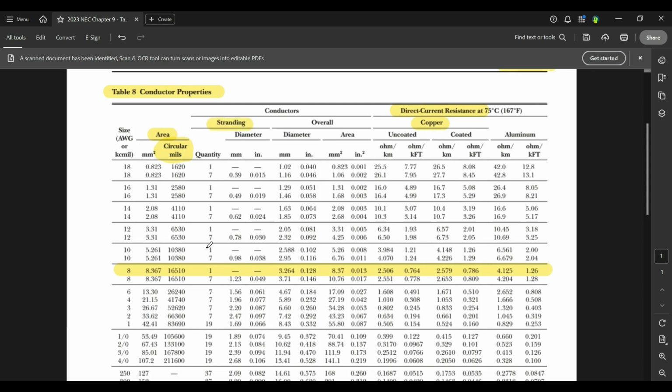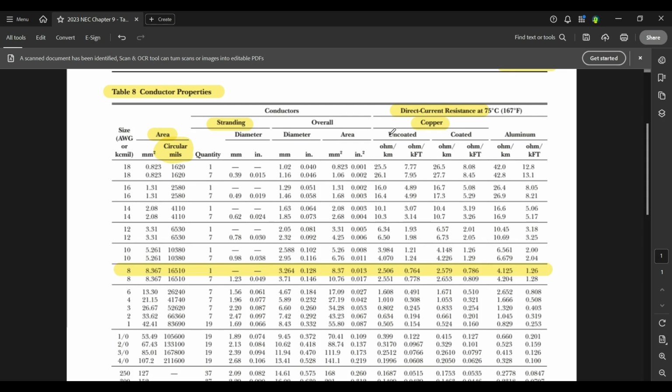Here in stranding, it's saying quantity 1 and quantity 7. This is not saying you have 7 wires. This is saying that this is solid and this is stranded, and there are 7 strands in a stranded number 8. So don't get thrown off by that quantity. We're still talking about 1 wire. That's why the circular mills doesn't change. There is a slight difference in resistance, but we'll cover that whenever we use Ohm's law to cover voltage drop. But for this video, we're going to really focus on just using the voltage drop formulas.